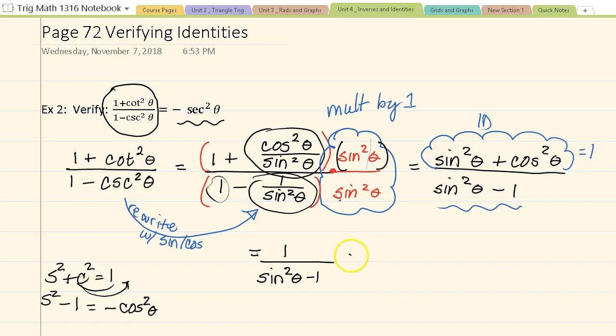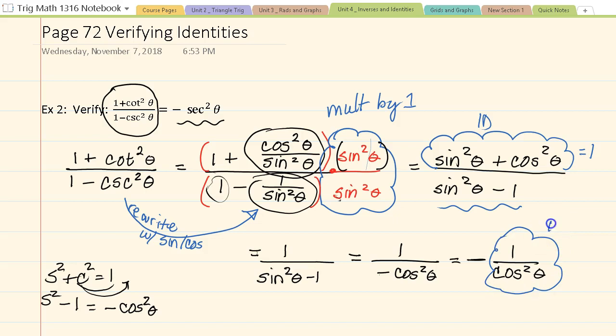So what does that mean to us? That means this is going to be 1 over negative cosine squared of theta. So my negative is in the denominator. I'm going to bring it out to the front. So then I have negative 1 over cosine squared of theta. And we know that is another identity. This is our reciprocal identity, which means this is the same thing as negative secant squared of theta. And that is exactly what we were looking for.